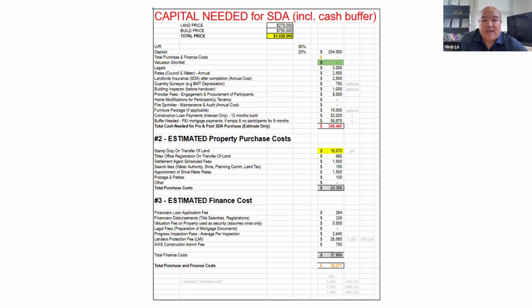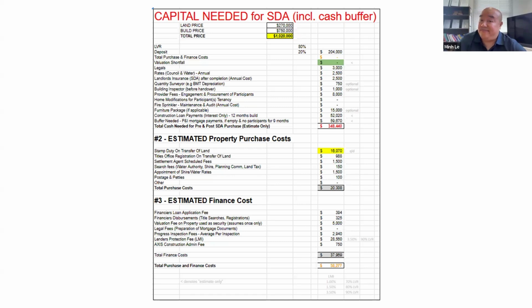So this is assuming an 80% LVR, a 20% deposit on a $1 million purchase, the legals, the rates and insurance to purchase it, because this is money to spend even after settlement, right? Provider fees of engagement, procurement fees, a furniture package is often the norm these days. The interest-only costs during construction. The buffer you need if it's empty. We've seen stories of people who settle their house in an SDA purchase completion and sell it 5 months later because they have no money to pay for the empty house with no income.